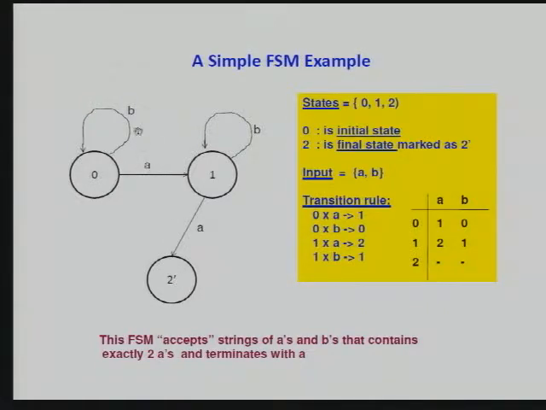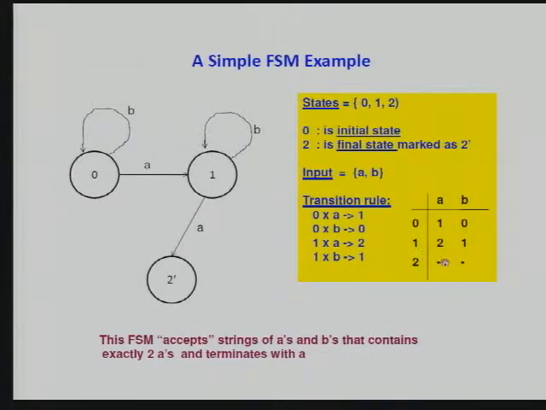The inputs are A and B, and the transition rule is the following. I can say, if I'm in the 0 state and I get an A, I go to the 1 state. If I'm in 0 and I get a B, I stay in the 0 state. And I can do that for the 1 state too. If I'm in 1 and I get an A, I go to 2. If I'm in 1 and I get B, I stay in 1.